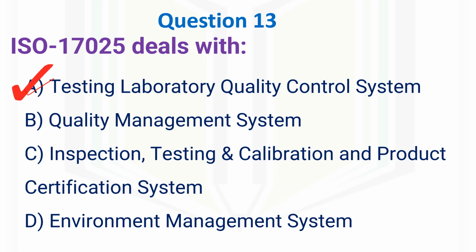The other things like the quality management system, this is given by ISO 9000, ISO 9001, and it was revised in 2015. And the EMS, that is environmental management system, it is given by the ISO 14001.